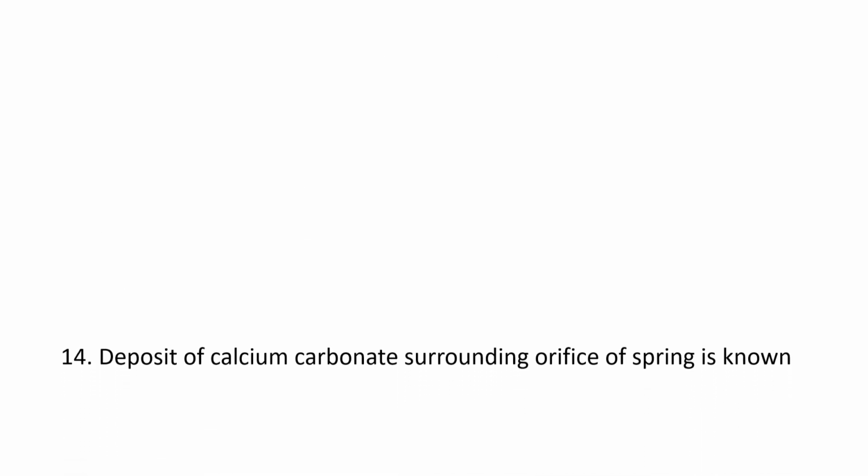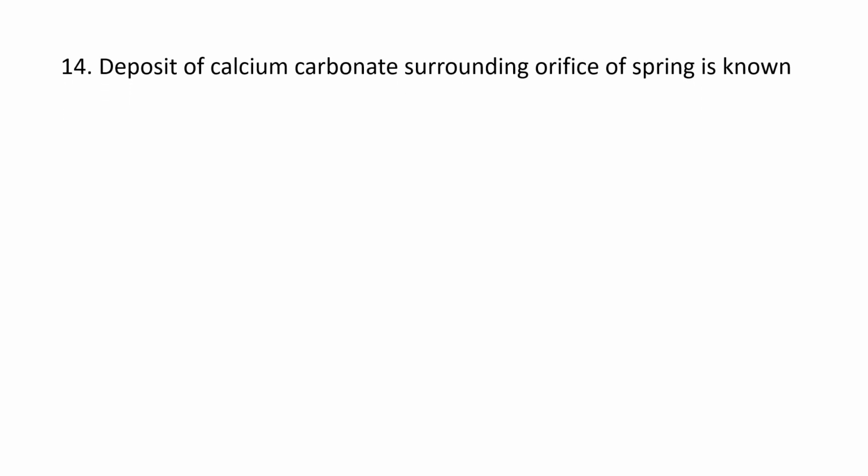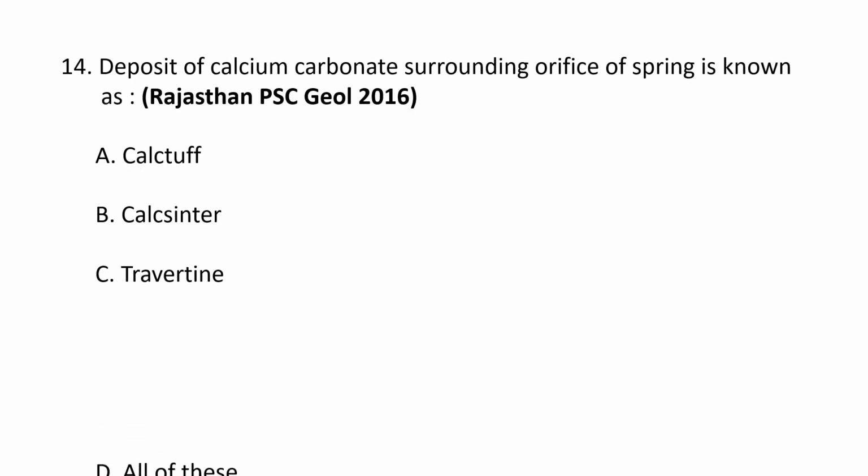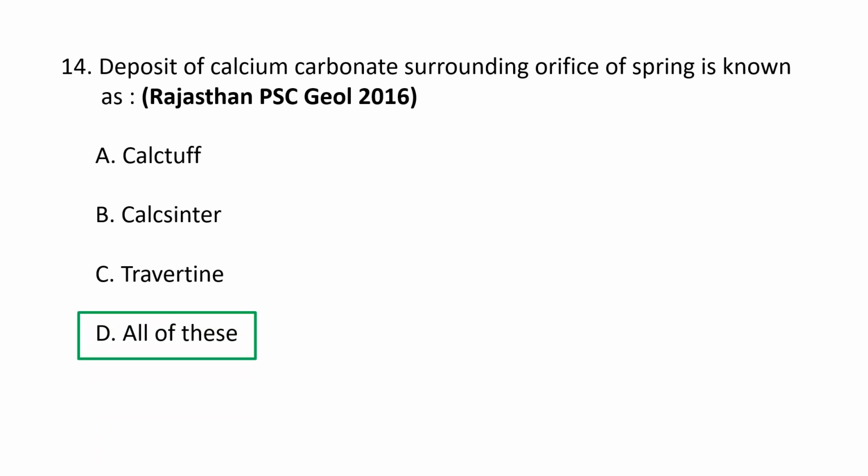Next question. Deposit of calcium carbonate surrounding the orifice of a spring is known as A. Calc tuff, B. Calc sinter, C. Travertine, and D. All of these. So the deposit of calcium carbonate surrounding the orifice of a spring is known as calc tuff, calc sinter, travertine, and all. So that's why D is the correct option. Next question.